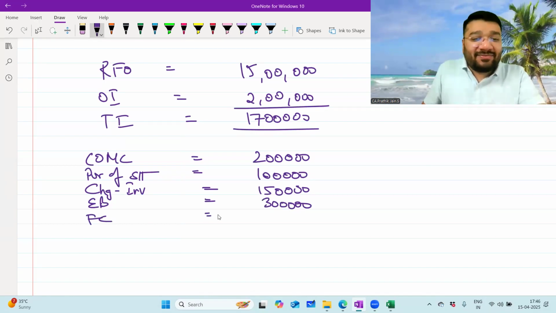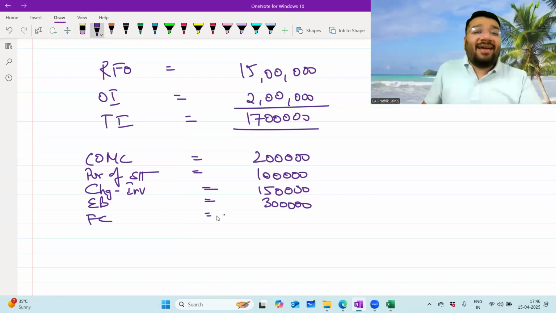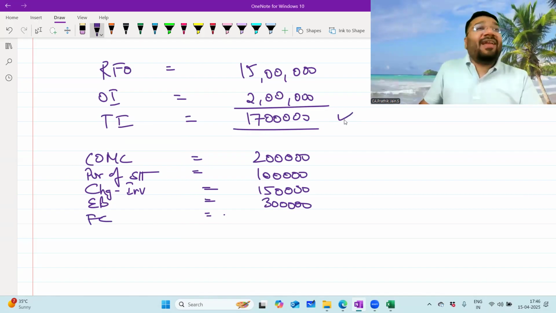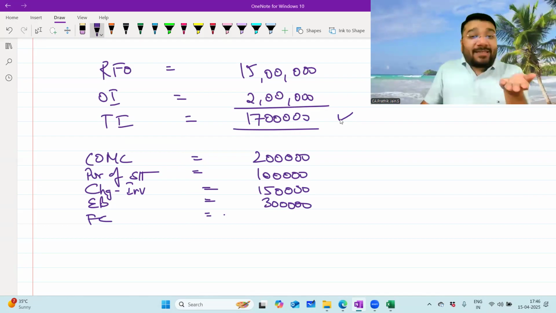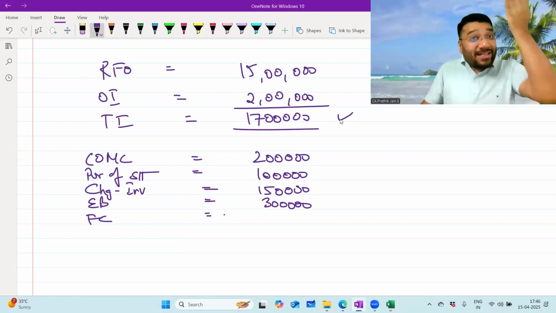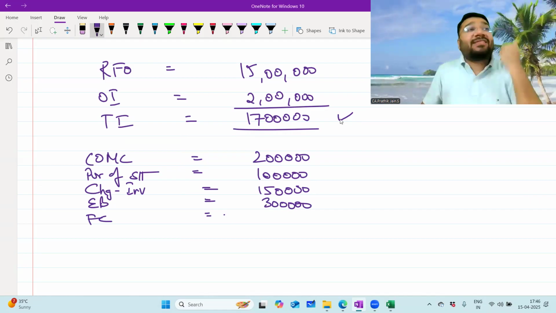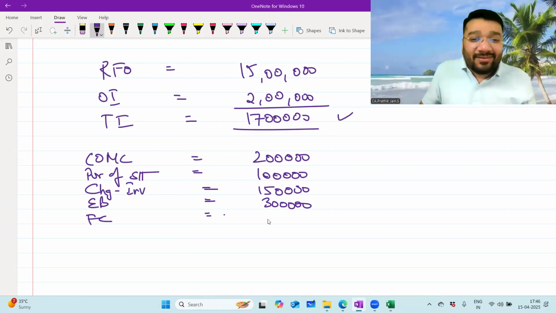Finance cost. Have some conscience. Already 17 lakh is my total income. If finance cost is 10 lakh, that too finance cost 10 lakh, while my business expenditure itself is less than 10 lakh. Finance cost of 10 lakh means which investor will come and invest in my company?